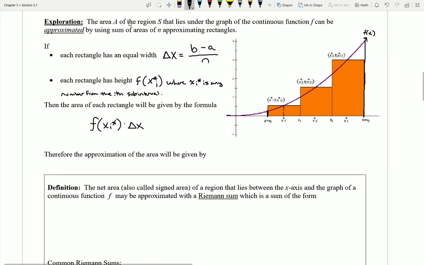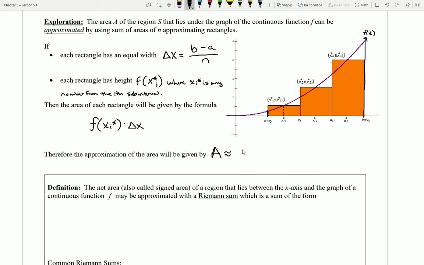And therefore, if I wanted to approximate the total area overall, and I should probably not label that as A since I said A was the area of the total region, but if I wanted to approximate A, this would be pretty easy to do. I would take the area for rectangle 1 and add it to the area for rectangle 2 and add it to the area for rectangle 3.